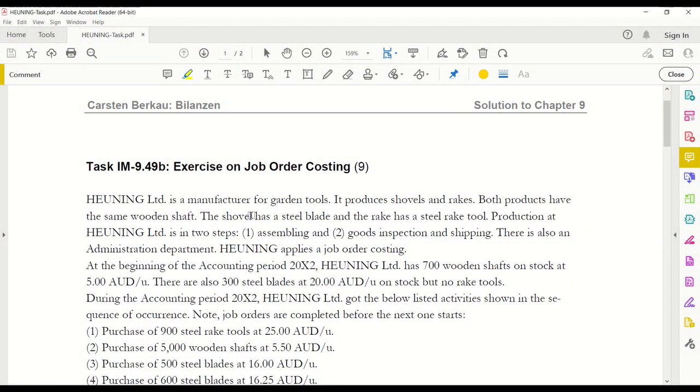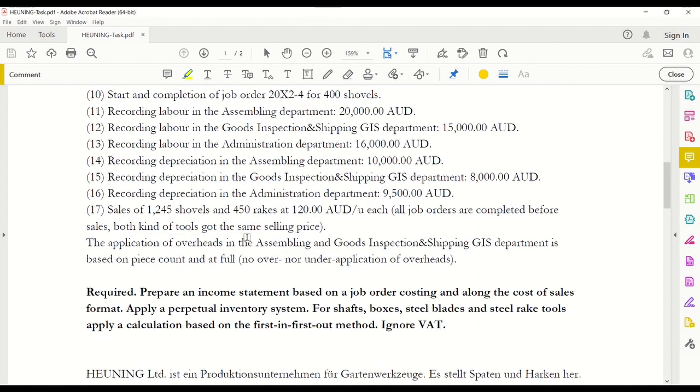Once we take an exam task, the first thing we do is we just look at the bottom line. At the bottom line, it is always written what is required. In our case, we have to prepare an income statement which is based on job order costing. And we have to follow the cost of sales format.